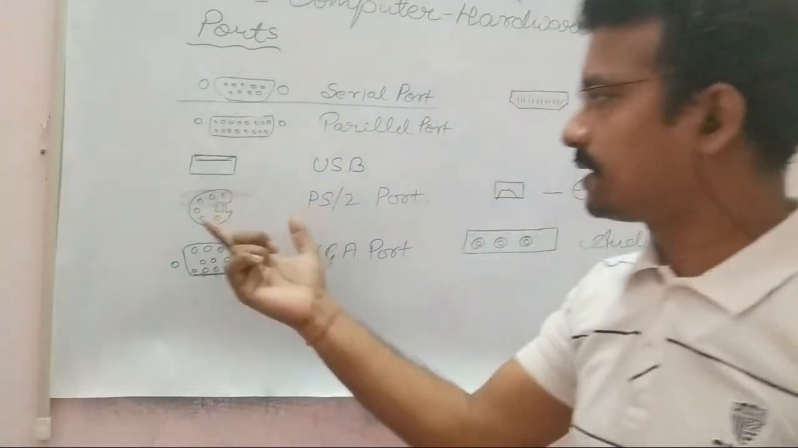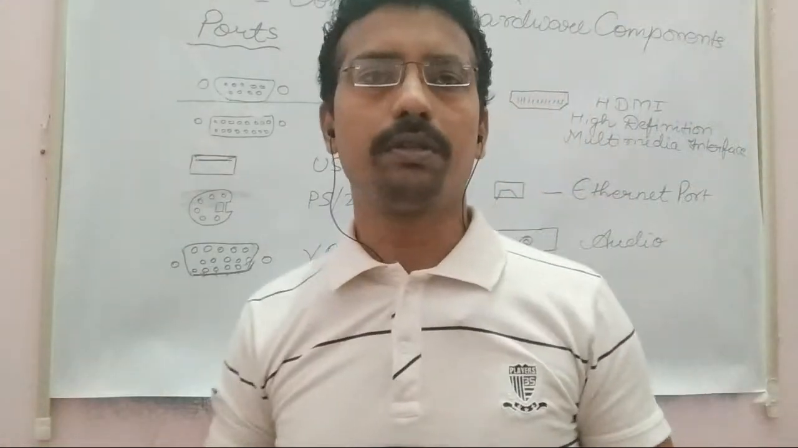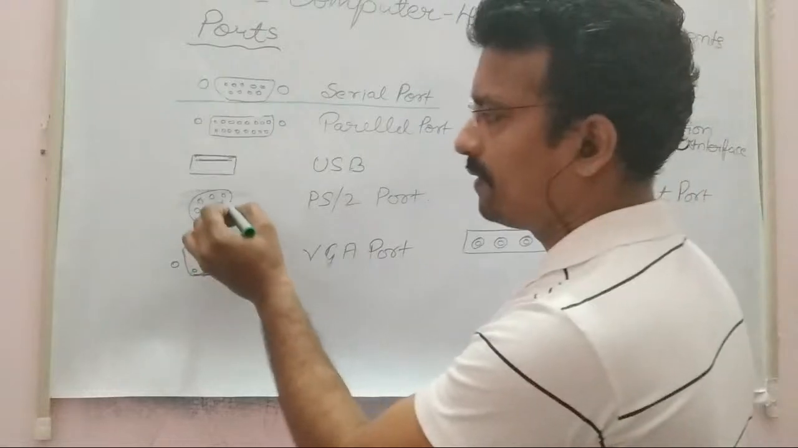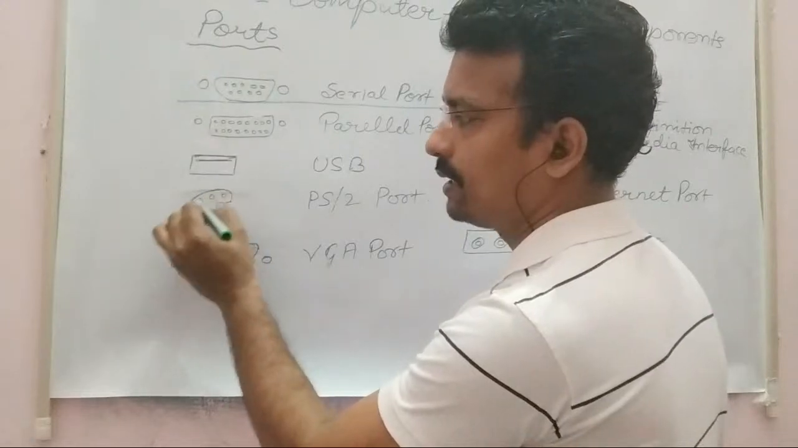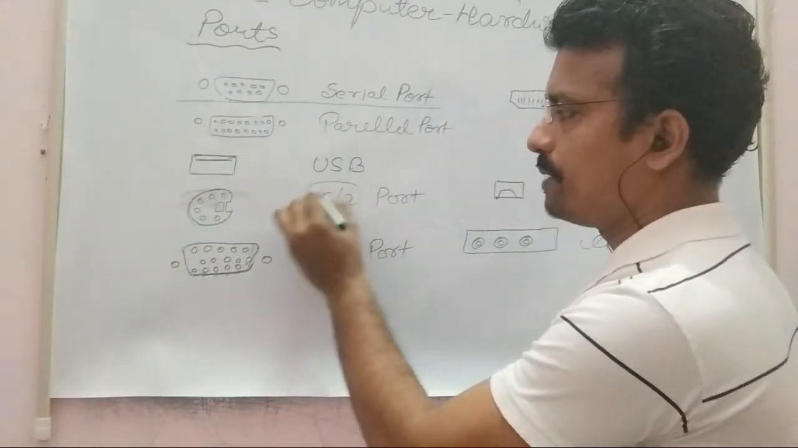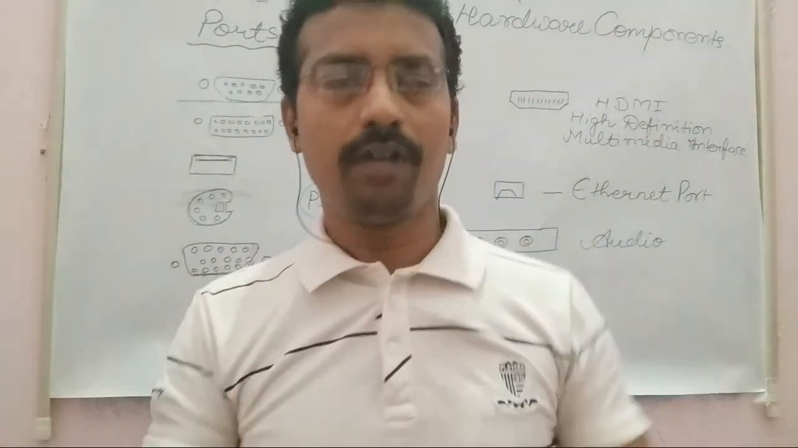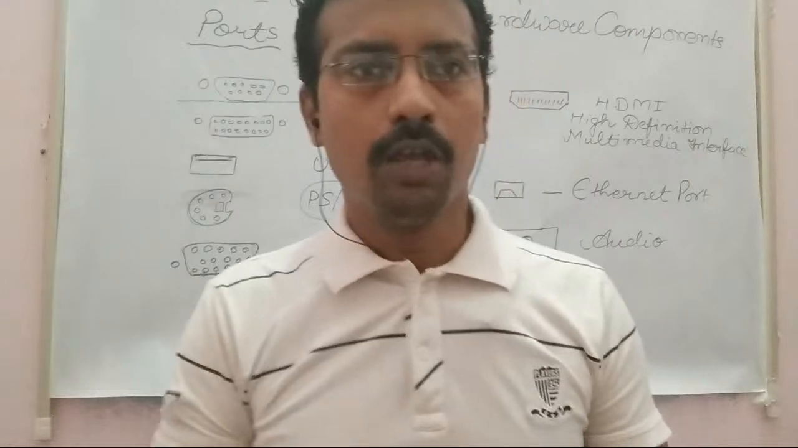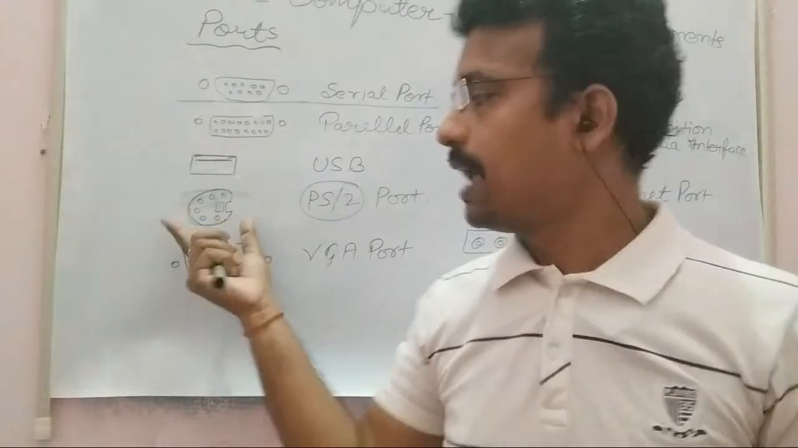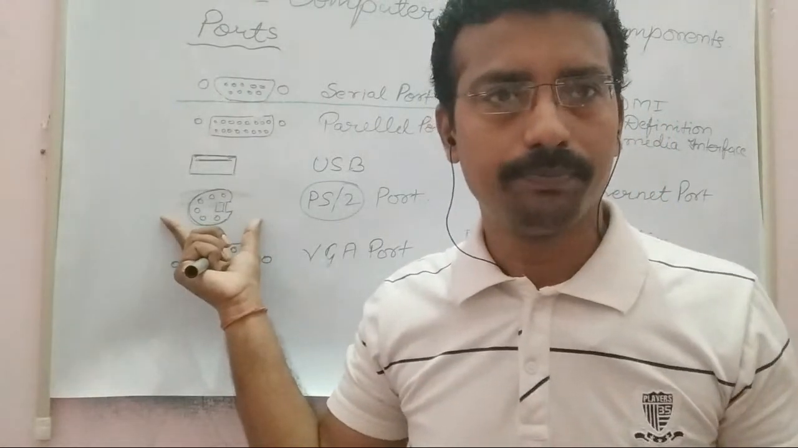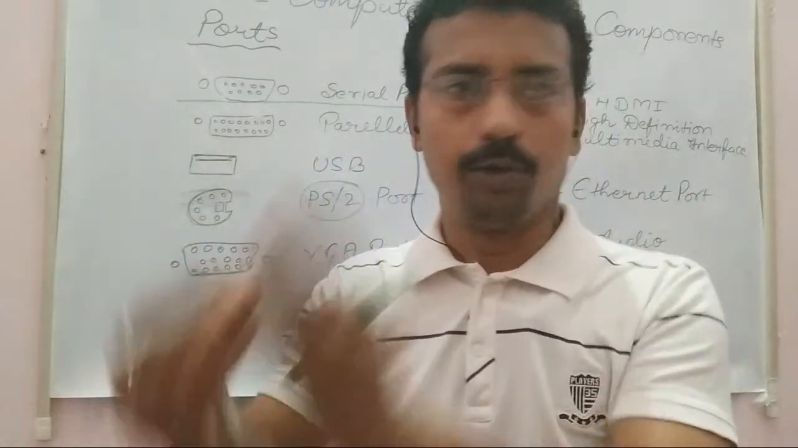Next is the PS2 port. In earlier computers, such ports were available which contain a rounded set of pins in this kind of structure. This is called the PS2 port. Normally they are used for mouse and keyboard. If you have some old computers, you may see these kinds of ports available at the back side of the computer, which are basically used for mouse as well as keyboard.